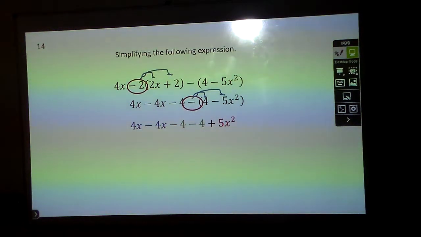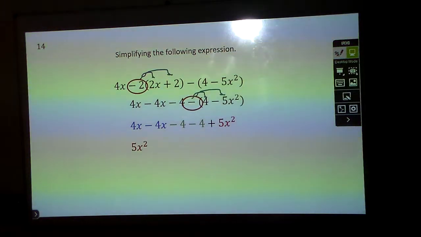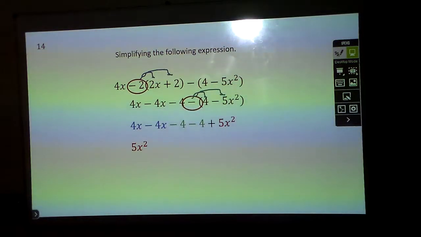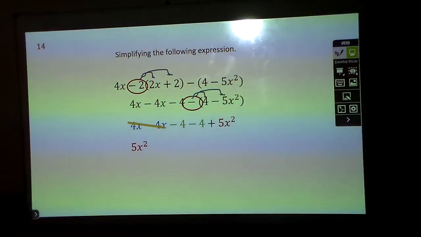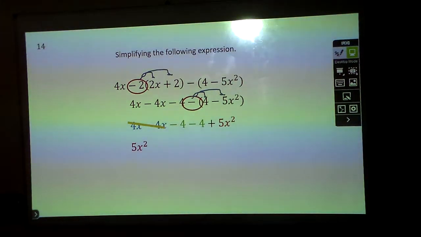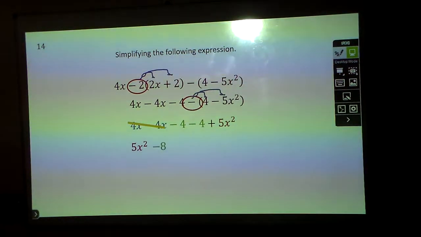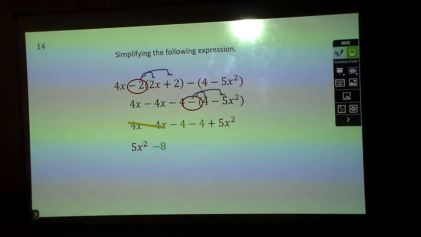Well, I'm going to start with the 5x squared. Notice I colored them up. The 5x squared will be first, although the order doesn't necessarily have to be this way, but it's best. Notice the 4x minus 4x, because what's 4 minus 4? They actually cancel out, which is 0x, and I don't have to write it down. And then negative 4 minus 4, here's where people will make a mistake, because it's not 0, that's actually negative 8. So your answer is 5x squared minus 8.